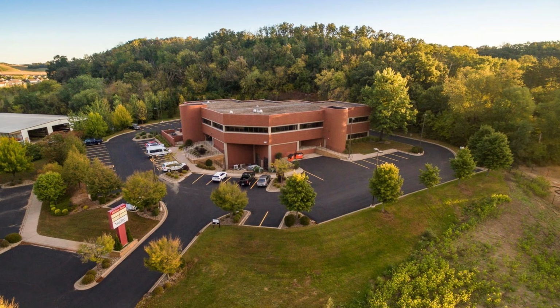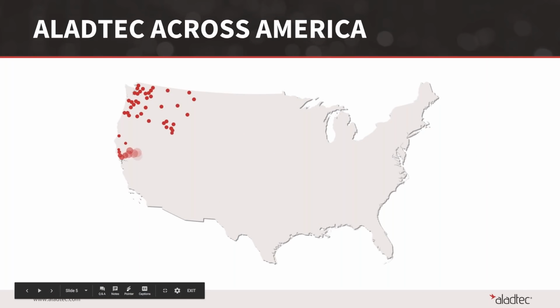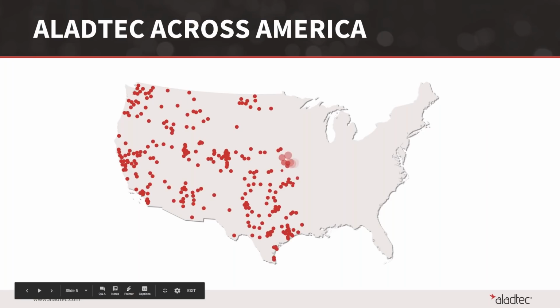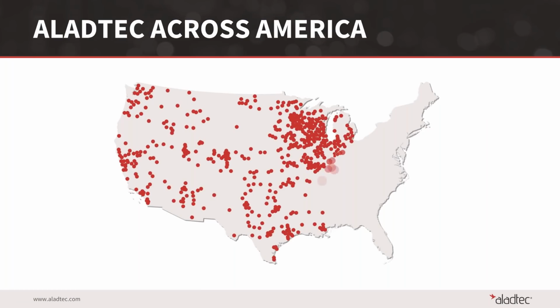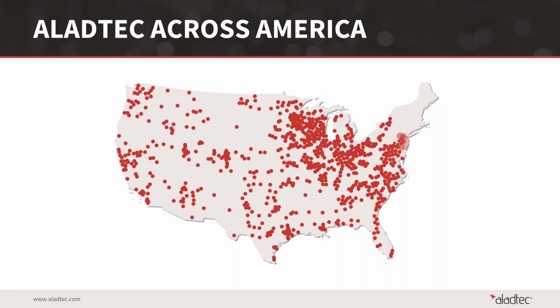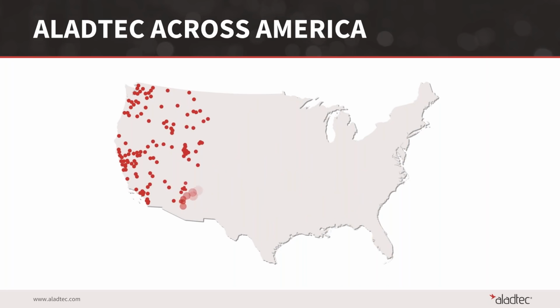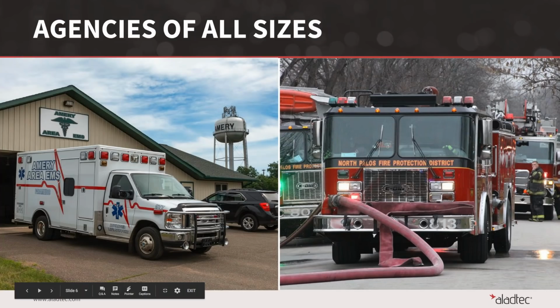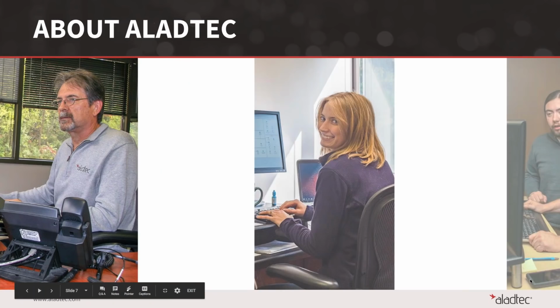We started in 2002 as a web-based scheduling software system for a local ambulance service, and since then, Aladtec has grown to host more than 2,100 agencies and over 135,000 users across the United States and Canada. Our fire and rescue customers range from small rural departments with about 20 members or so to large urban agencies with several hundred firefighters and paramedics. So you can have all sorts of lineups there.